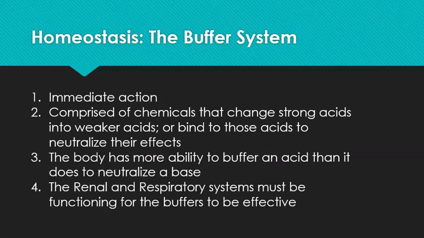So homeostasis, this is our buffering system. Your respiratory and metabolic components work to keep that pH level within the 7.35 to 7.45 range. These systems act immediately, so when our body senses an imbalance, the other system should start to act immediately to correct the imbalance. It's comprised of chemicals that change the strong acids into weaker acids or will bind to the acid and neutralize its effect on the body.